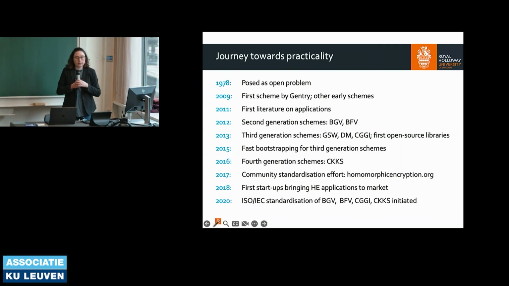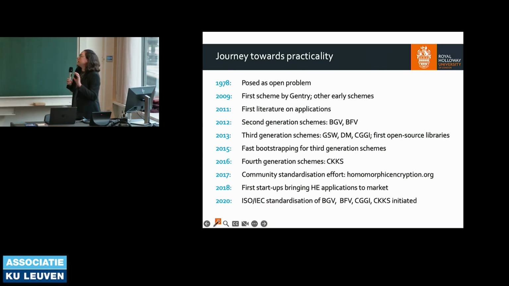So in 2012, we had the so-called second generation schemes, and examples of these include the BGV and BFV schemes, which are still widely used today. Things continued. There were these so-called third generation schemes, starting with GSW, moving through DM, CGGI. And alongside this was also the phase where things started to be implementable, even so far as to have libraries that were open sourced and people could use to start potentially developing FHE even further.